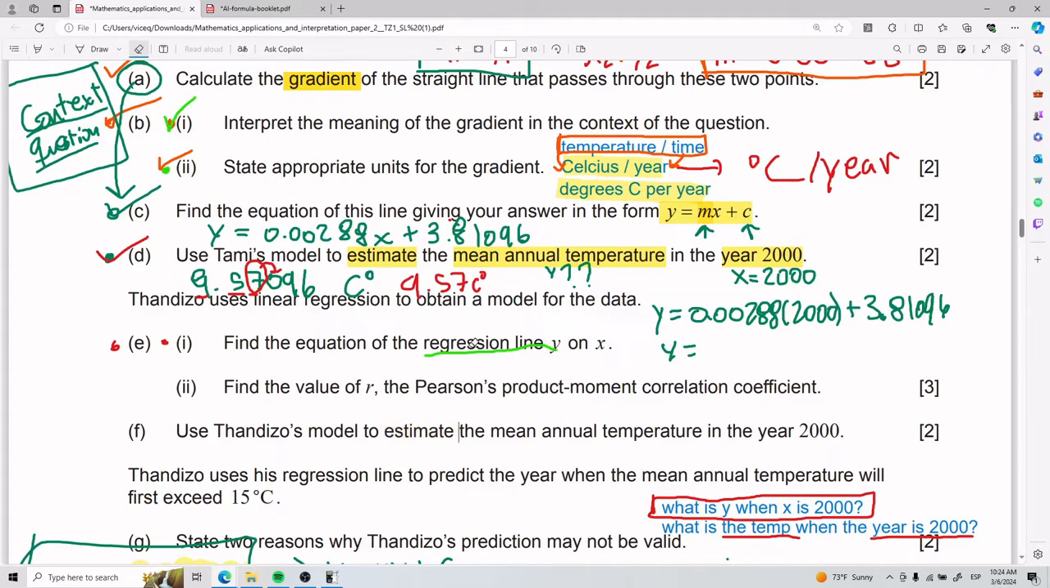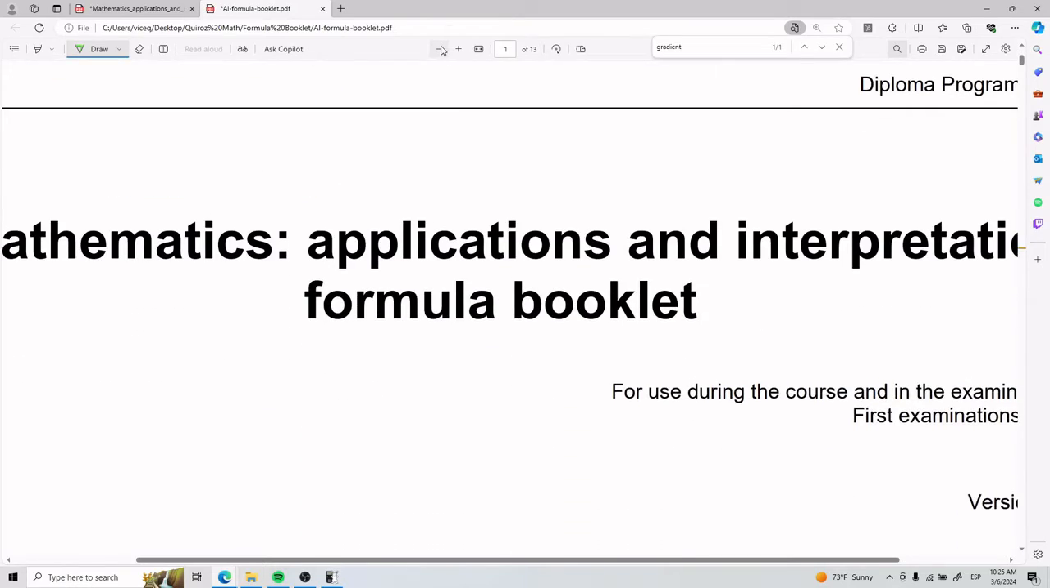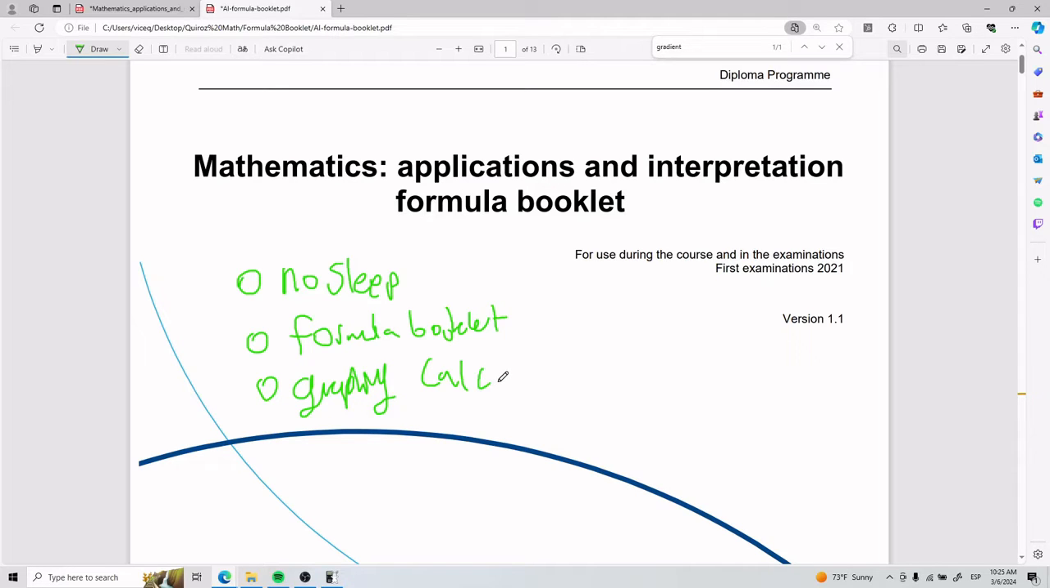So the equation of the regression line, y on x. We understand what they're asking for, but maybe we don't know how to do it yet. Remember how I mentioned in part A that you've got to get familiar with the formula booklet because it's one of the tools you're going to be using. Well, there are actually three things you've got to get used to: the formula booklet, and the graphing calculator. Get familiar with it. There's a lot of tools in there.